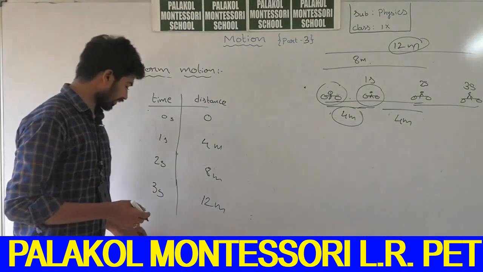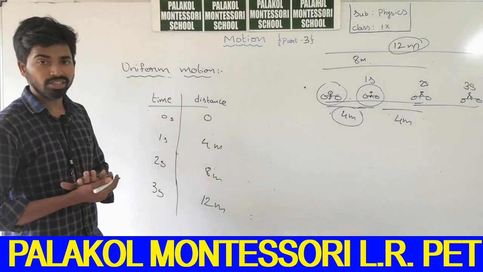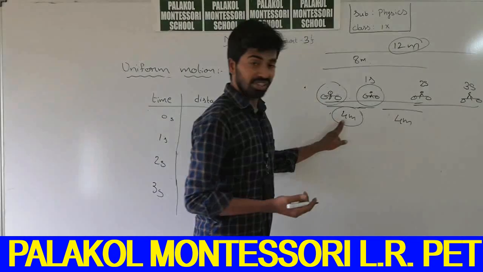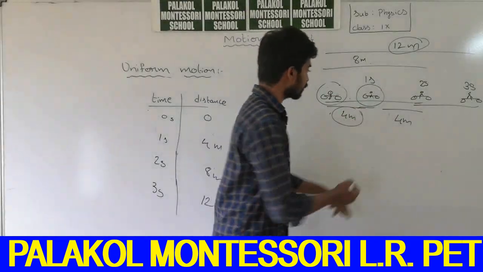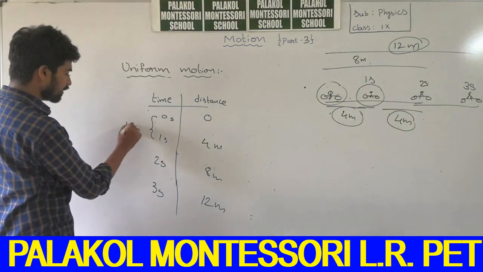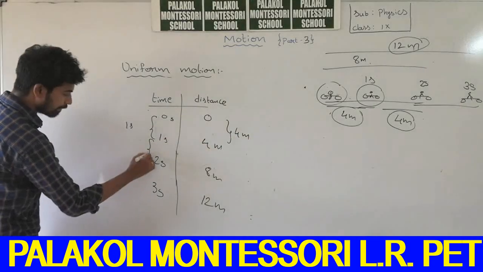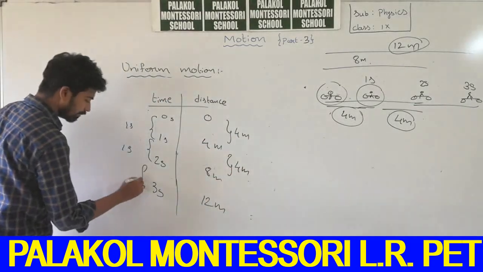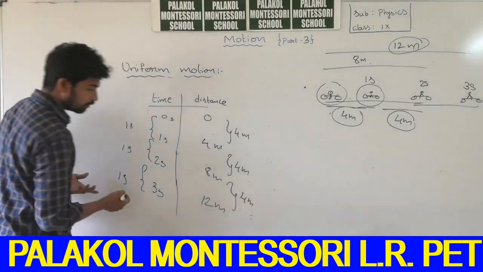Such a motion is called uniform motion. What you have observed here is that the object travels equal distances, 4 meters, in a time gap of 1 second. What is the time gap? 1 second. How much distance is traveled? 4 meters. Again, 1 second, 4 meters. Again, 1 second, 4 meters.